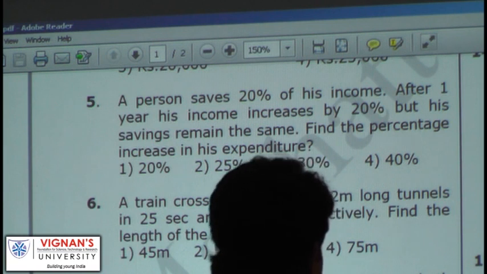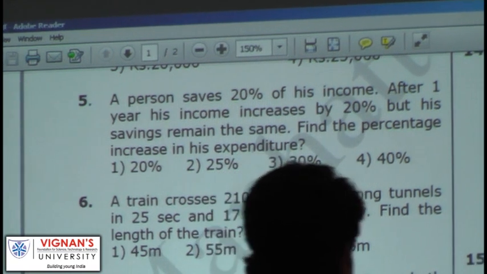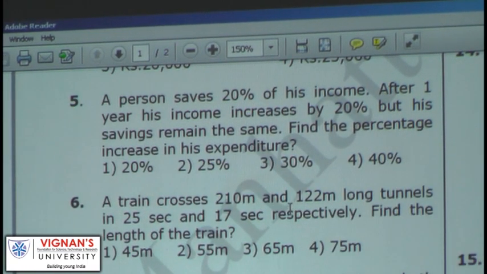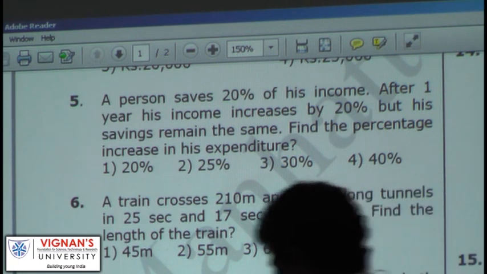A person saves 20% of his income. After 1 year his income increased by 20%, but his savings remain the same. Find the percentage increase in his expenditure.